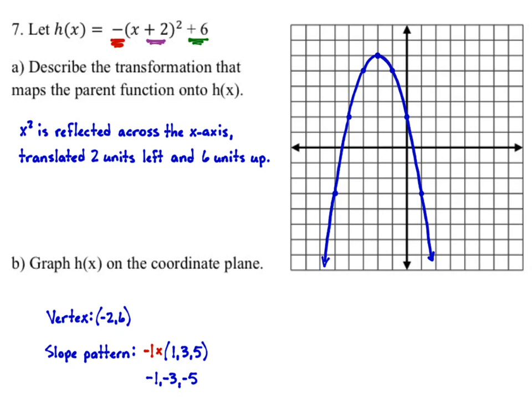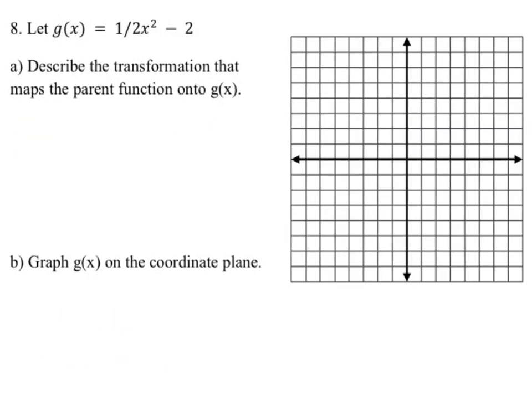For number 8, it's the same type of thing. It says describe the transformation that maps the parent function onto g of x. In this case, you notice that it doesn't have x plus or minus something squared. It's just x squared. So that means we don't have any shift to the left or the right. Well, first thing again, remember the a value. The a value is going to be 1/2.